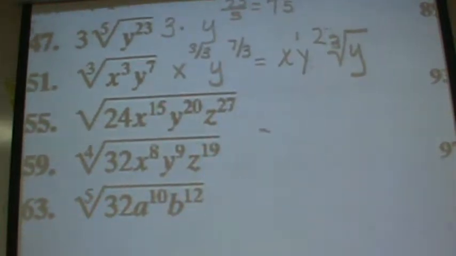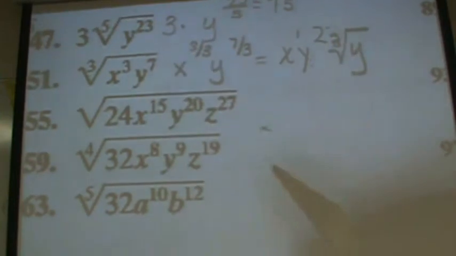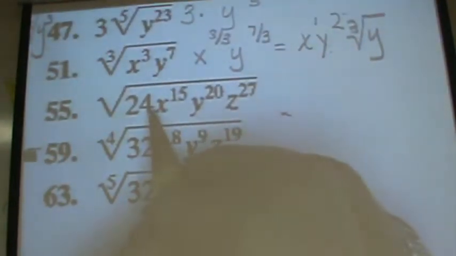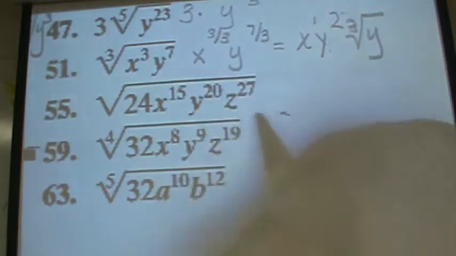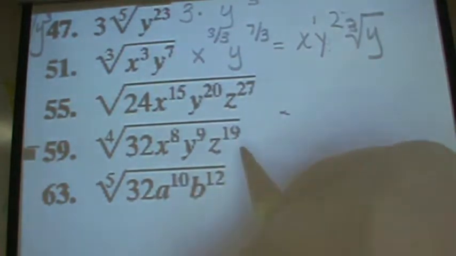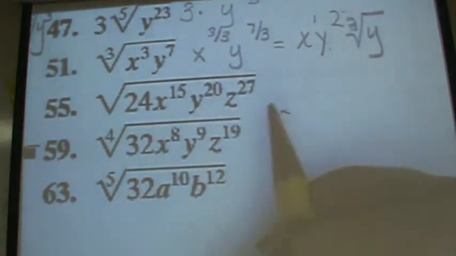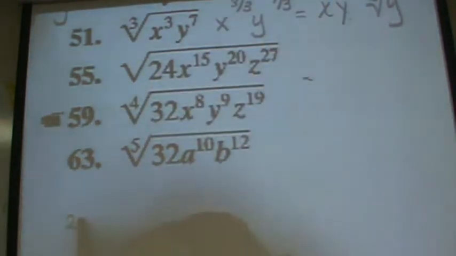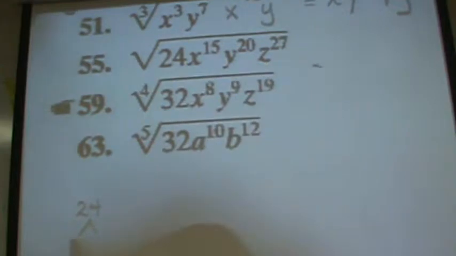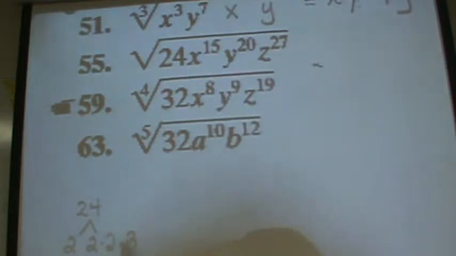The last 3, we are going to write, we have 24, and then we have x to the 15th, y to the 20th, and z to the 27th. So let's do 24 first. 24 breaks up into 2 times 2 times 2 times 3.